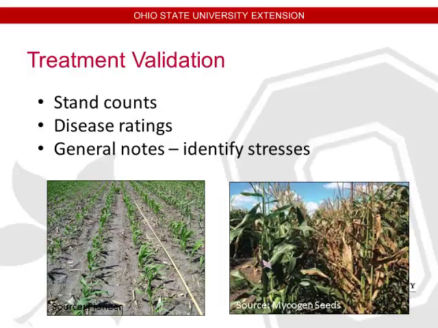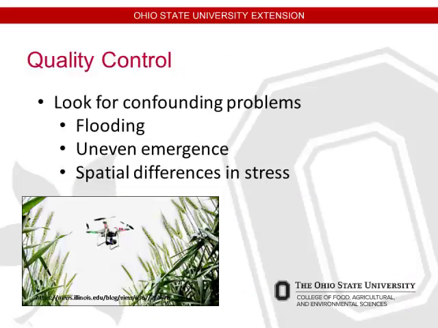Disease ratings. Say you're doing a fungicide trial. I think going out and making sure that there is disease pressure is an important piece of information you want to know, whether there's disease pressure across the whole field. If there are spatial differences in your disease pressure, that can influence your results. And then general notes, which I'm going to touch on in a second, can be very valuable over time. The next thing is just quality control.